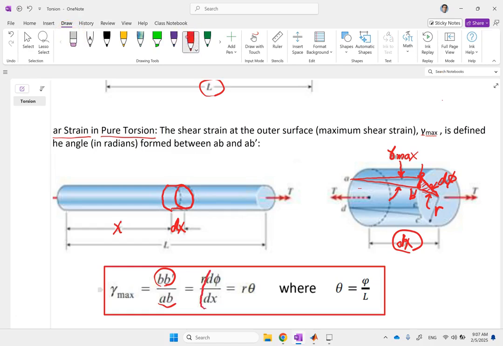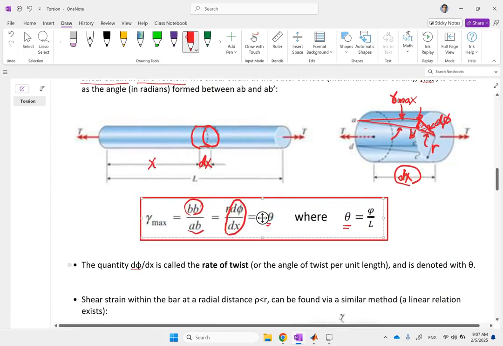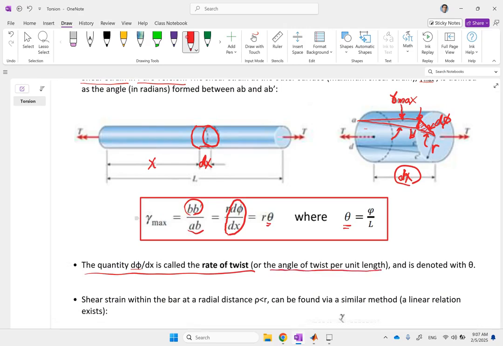And this d phi over dx, we give it a name, we call it theta. What's the name of this entity? It's called the rate of twist, which is the angle of twist per unit length. You can see that d phi over dx. So this d phi over dx, we call it theta, so gamma max is R times theta.